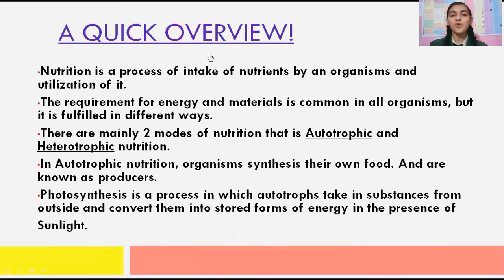Let's take a quick overview. Nutrition is a process of intake of nutrients by an organism and utilization of it. The requirement for energy and material is common in all organisms, but it is fulfilled in different ways. There are mainly two modes of nutrition, that is autotrophic nutrition and heterotrophic nutrition. In autotrophic nutrition, organisms synthesize their own food and are also known as producers. Photosynthesis is a process in which autotrophs take in substances from outside and convert them into stored forms of energy in the presence of sunlight.